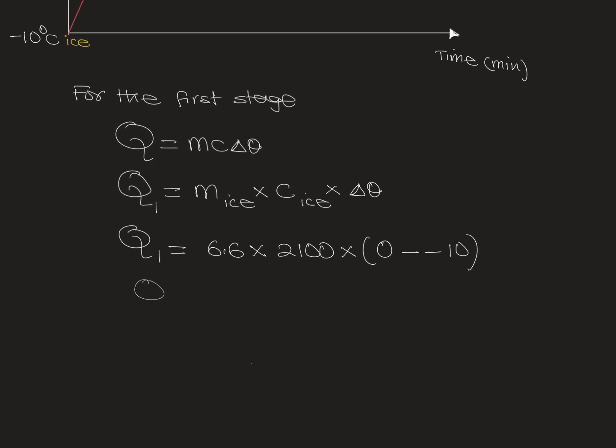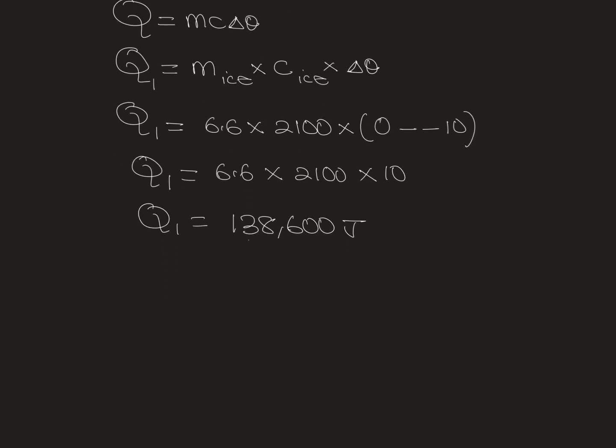So we can say Q1 is equal to 6.6 times 2100 times 10. Q1 is equal to 138,600 joules. Moving on to the second stage.